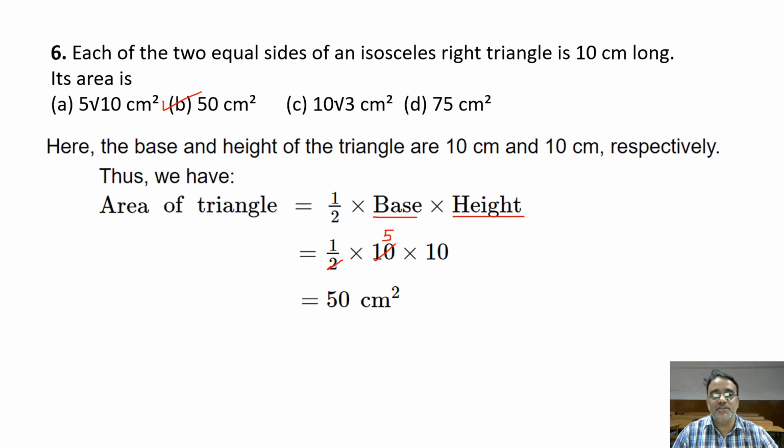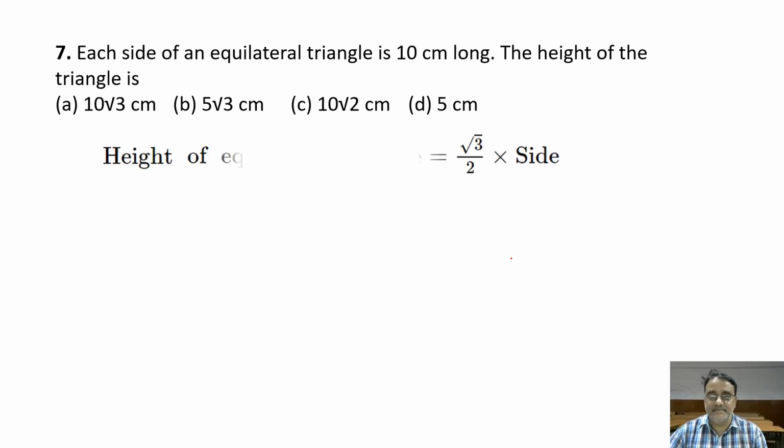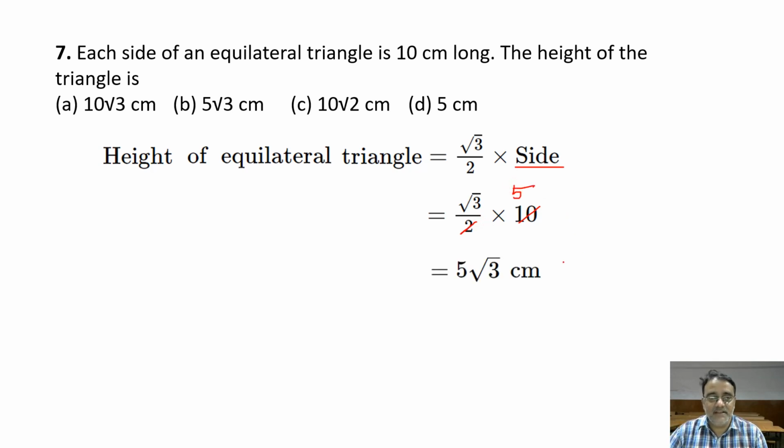Now we are moving toward question number 7. Each side of an equilateral triangle is 10 centimeter long. The height of the triangle is dash. I had told you a formula for the height of an equilateral triangle. What is the formula? Root 3 upon 2 a, right? Root 3 upon 2 side, and side is given 10. So 10 cancels with 2. So what we are going to get is 5 root 3, right? And the correct option is B.